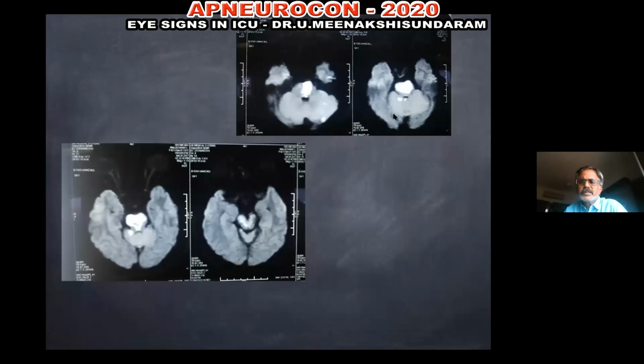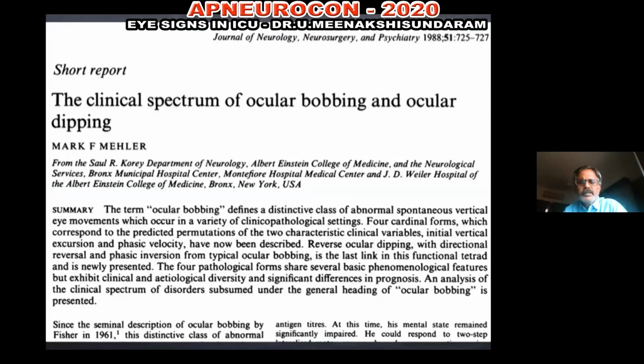So this lady, as I said, had a pontine lesion predominantly, an infarct, but it also had a midbrain lesion, which explains why her eyes were downward deviated too.